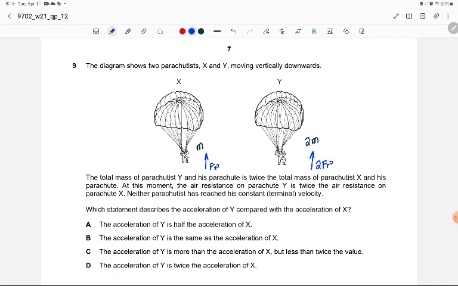Okay. Neither parachutist has reached his, wait a minute. Guys, sorry for the disturbance.